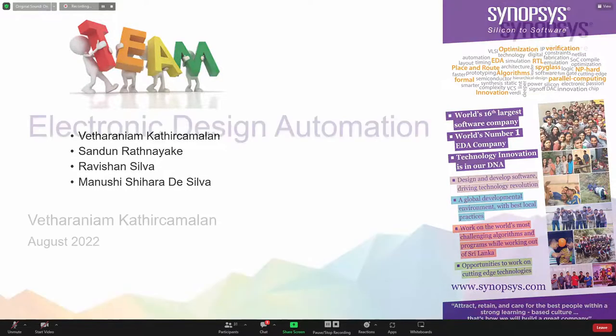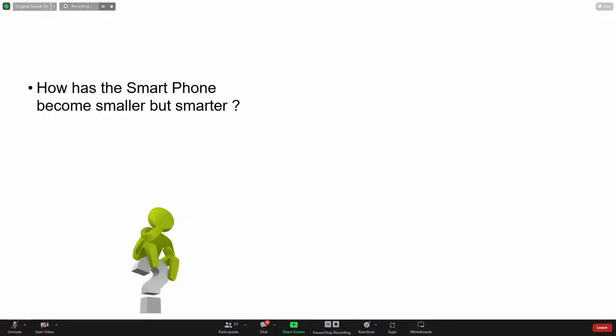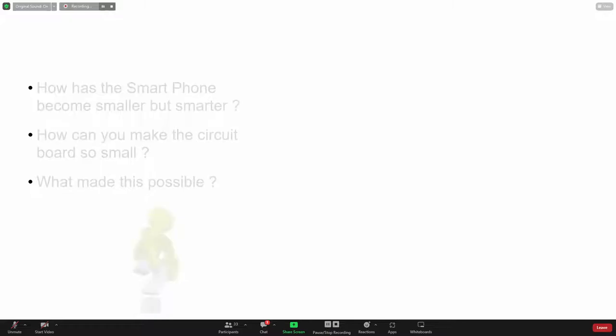So we're here to talk about an introduction to Synopsys and where we are in Synopsys, that is electronic design automation. Let me take you back to the motivation. You see how over the years smartphones have become smaller but smarter. You have noticed that the circuit boards inside the smartphones are also becoming smaller. Have you ever thought what the main driving force behind this is? The integrated circuit, or the IC.